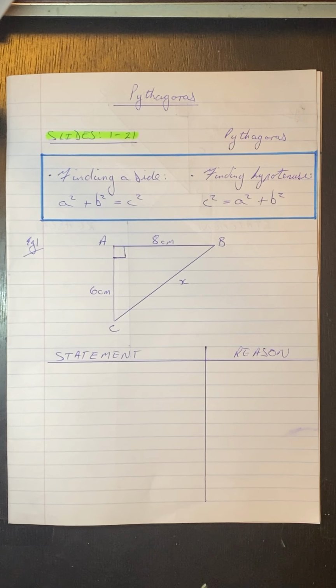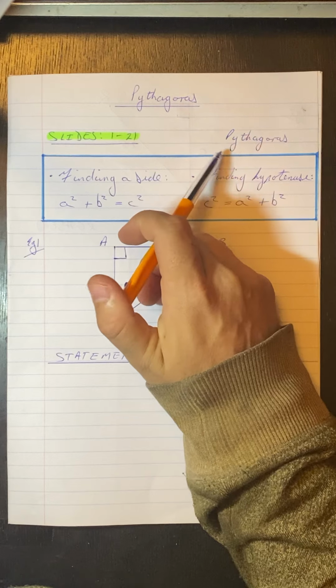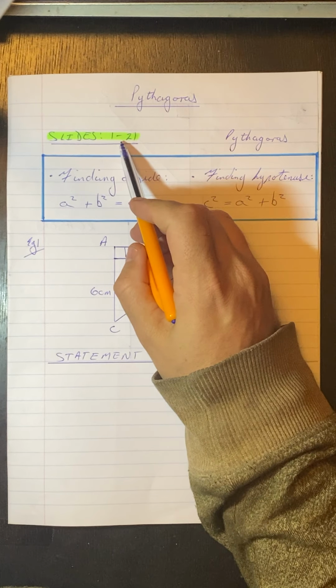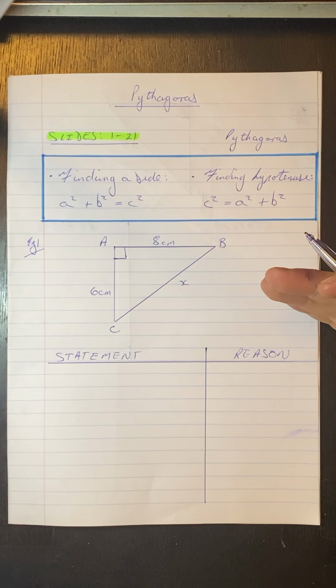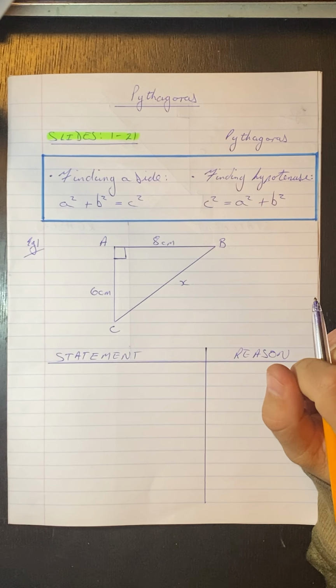How's it, grade nines? Today we're going on to Pythagoras, working from slides 1 to 21 from the Pythagoras PowerPoint. Now, don't worry about it being 21 slides or 22 slides. It's all revision, basically, from last year with grade 8. So I'm going to go through a couple of examples just to refresh your memory.